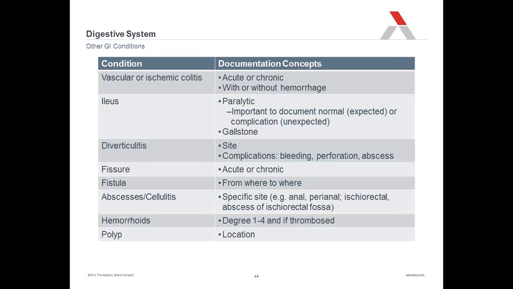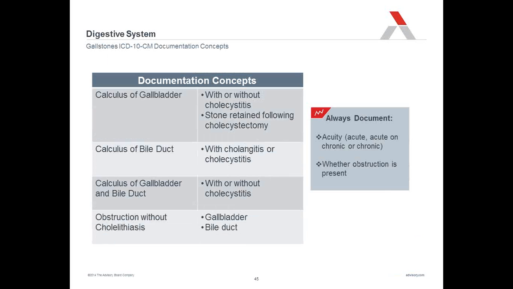Here's some more GI conditions, and you can see again, if you look at the right-hand side of the screen, we're really focusing on those larger concepts: acute or chronic, with or without hemorrhage, the site, any complications, the degree if appropriate, and the location. Again, always document acuity, acute on chronic or chronic, and whether or not obstruction is present.